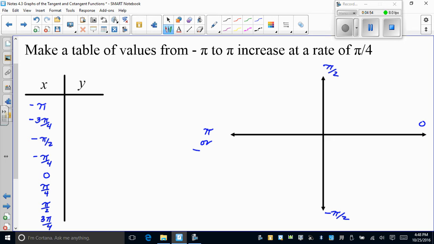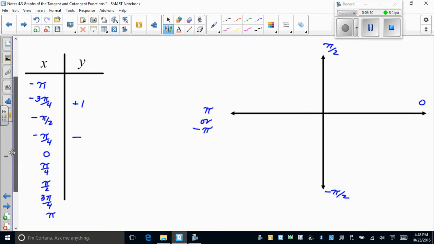And cotangent, so again, negative 3 pi over 4. Same as tangent, it's going to be negative 1. Actually, this one was positive 1. This one's negative 1. This one's positive 1. This one is negative 1.